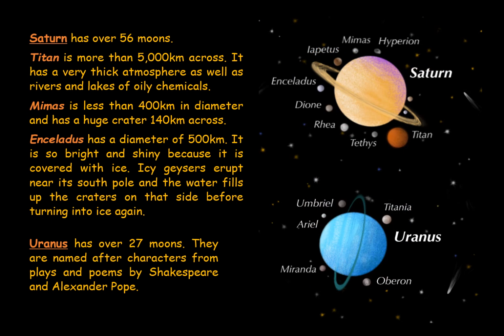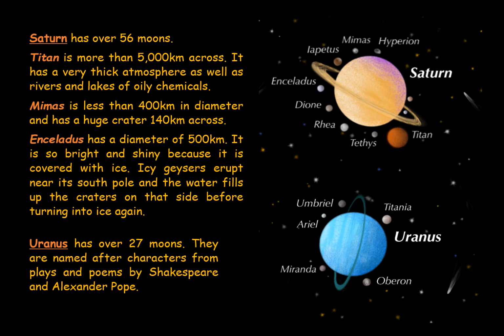Saturn has over 56 moons. Titan is more than 5,000 kilometers across. It has a very thick atmosphere as well as rivers and lakes of oily chemicals. Mimas is less than 400 kilometers in diameter and has a huge crater 140 kilometers across.